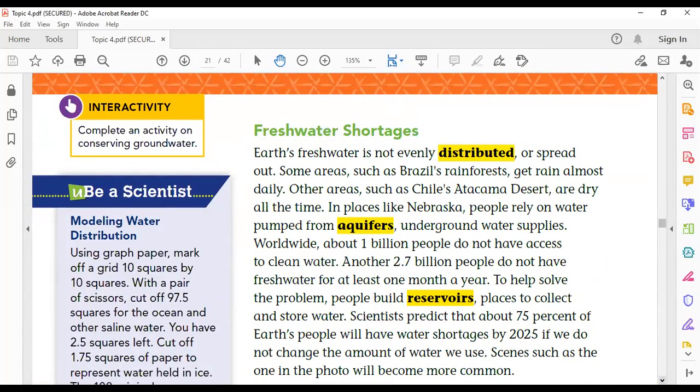Now we are going to talk about freshwater shortages. What is the meaning of shortages? The word shortages means that when you have a shortage in something, you have less than you need. If you have a shortage of money, for example, you have a little money so that you can't buy what you need. Shortages means that you have less of something than you need.